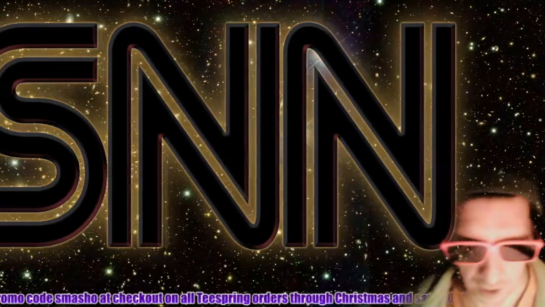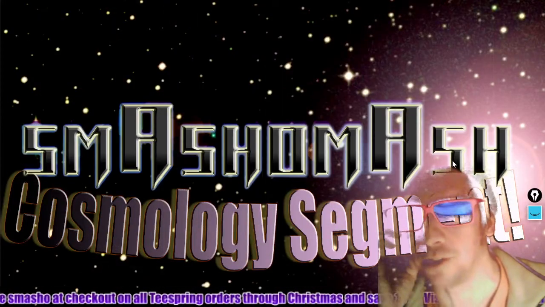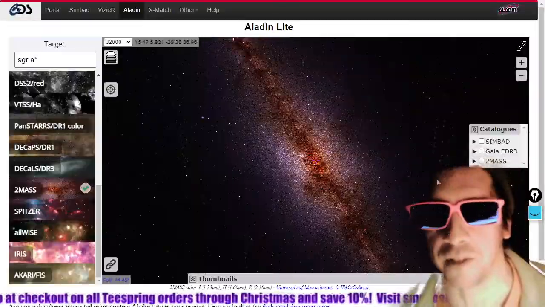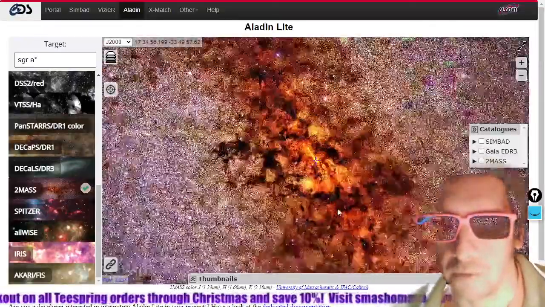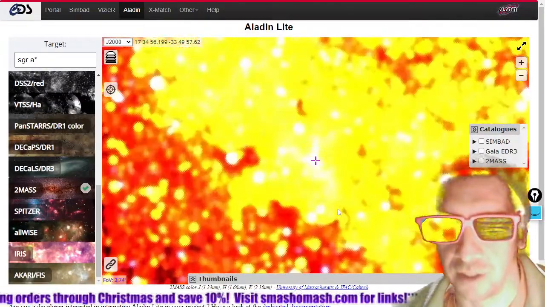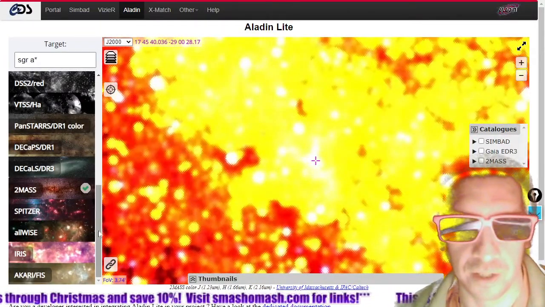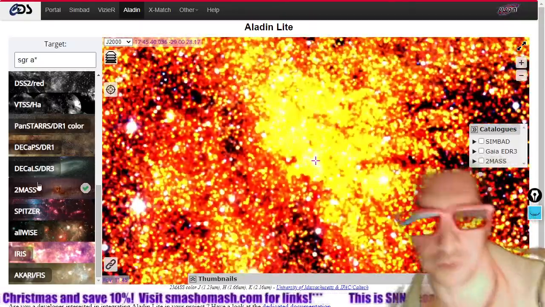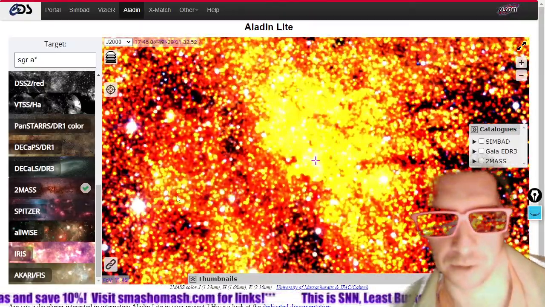We're going to talk very briefly about cosmology today. We won't be talking about anything random. We'll be talking about something very far away. It's Sagittarius A star. There it is on the 2MASS, which is infrared spectrum, by the way.